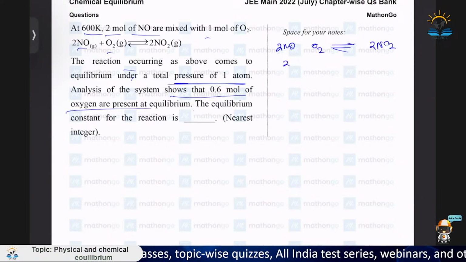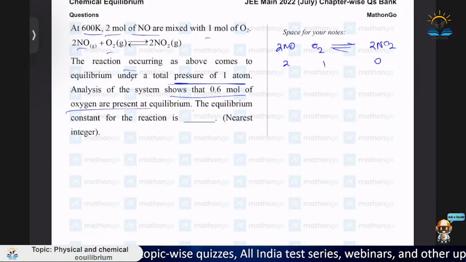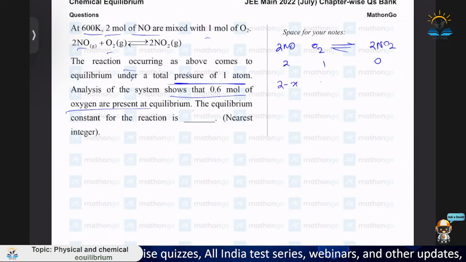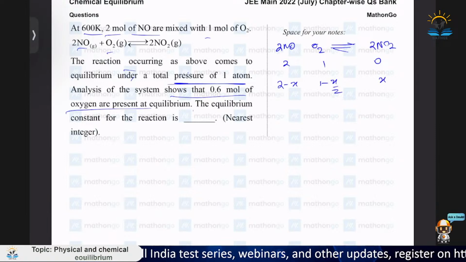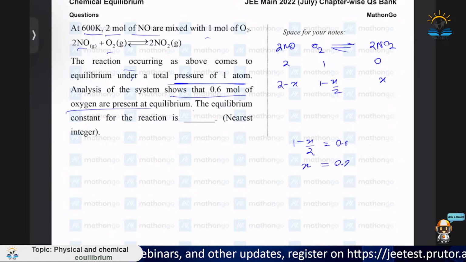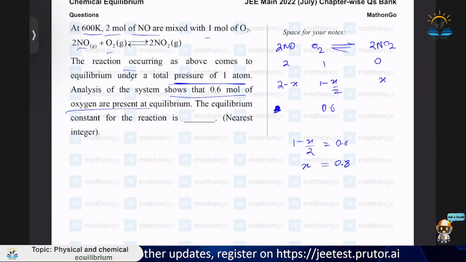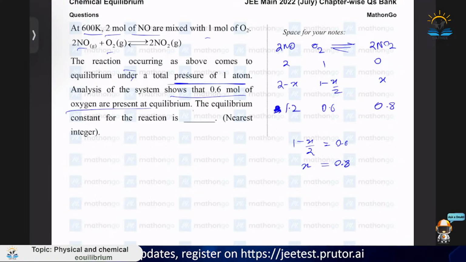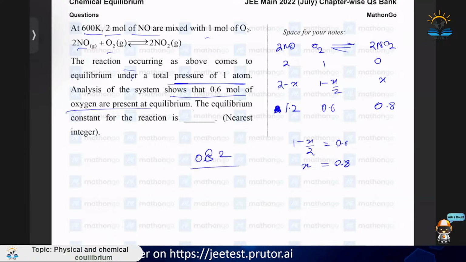At initial, this is the condition. At final, let us assume 2 minus x, 1 minus x by 2. X is the thing. And we know 1 minus x by 2 is equal to 0.6. So x is equal to 0.8. So 1.2 and 0.8. So the equilibrium constant is 0.8 squared divided by 1.2 squared into 0.6.